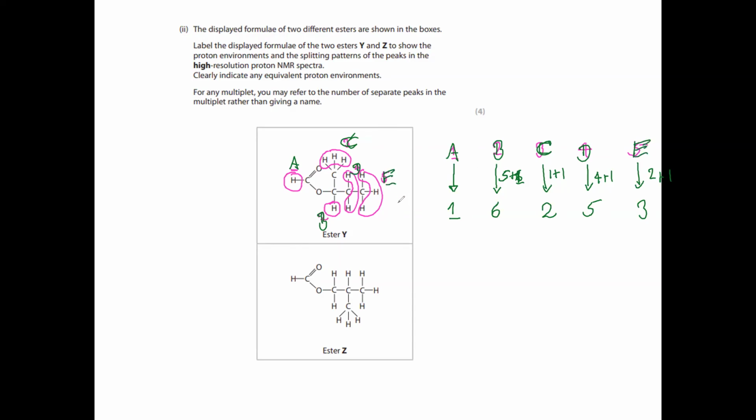And if they ask for relative heights or relative area, well, the question says: label the displayed formulae of the two esters Y and Z to show the proton environments and the splitting patterns. Okay, they are asking for proton environments and splitting patterns only. 1, 2, 3, 4, 5: 5 environments, and this is the splitting pattern: singlet, sextet, doublet, pentet, and triplet.